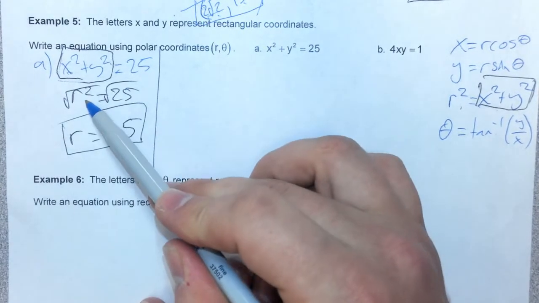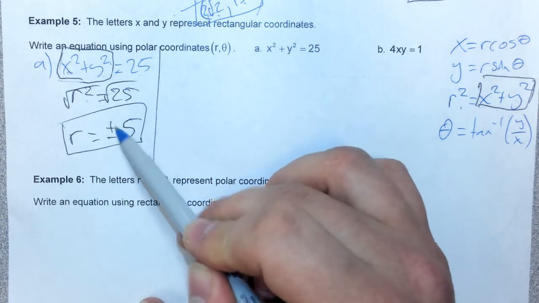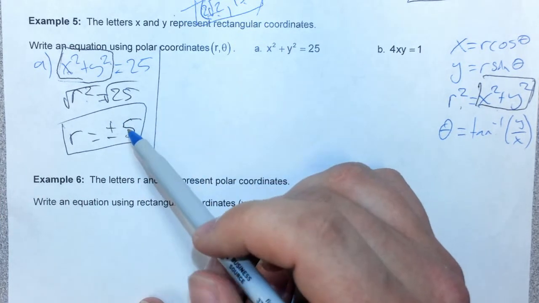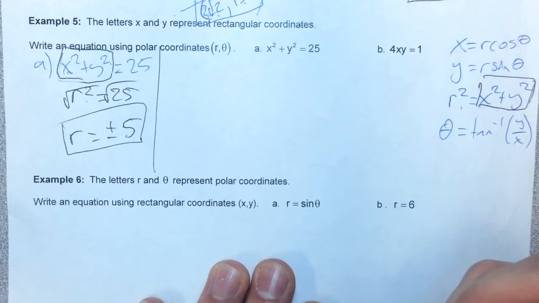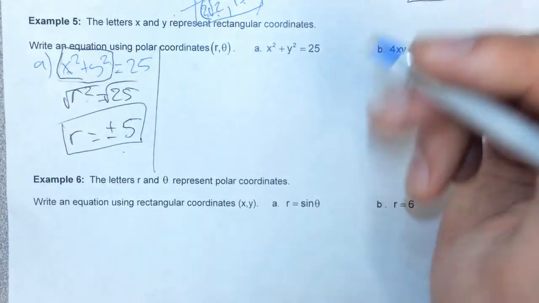Anytime you take the square root of an equation, then it's plus or minus the result. If you're just taking the square root in a formula, like from earlier, you don't have to do that. It's just plus or minus when you're solving an equation. Okay, good questions.